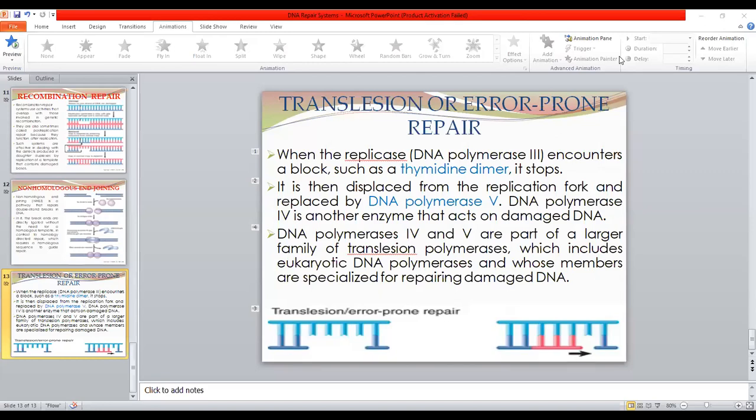In this segment of our lecture, we will cover the remaining part of the DNA repair systems. In our previous lecture, we covered direct DNA repair, excision repair, recombination repair system, and non-homologous end joining repair system. So now we will discuss in detail what is translesion or error-prone repair.